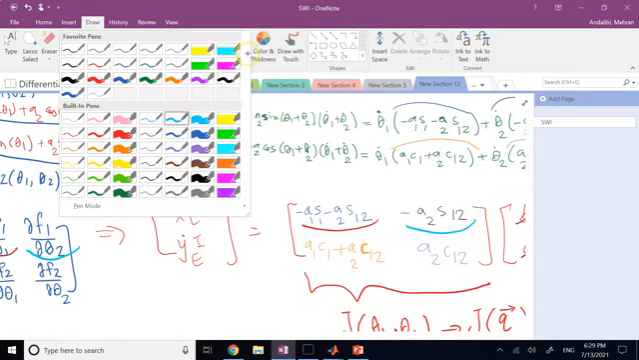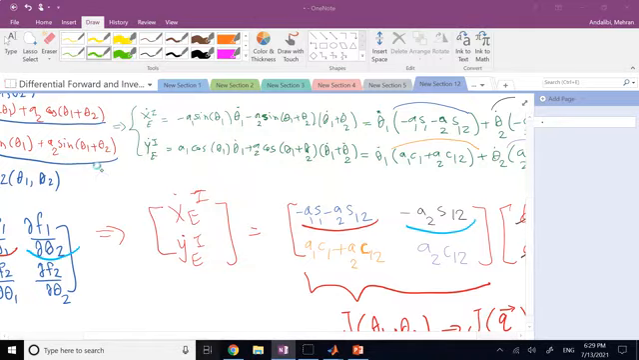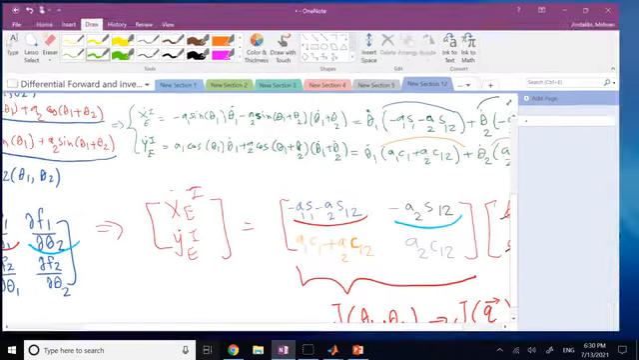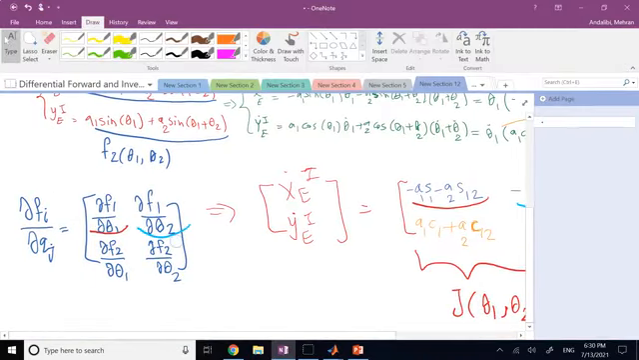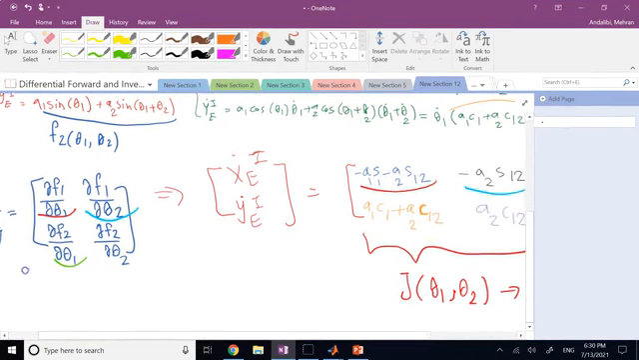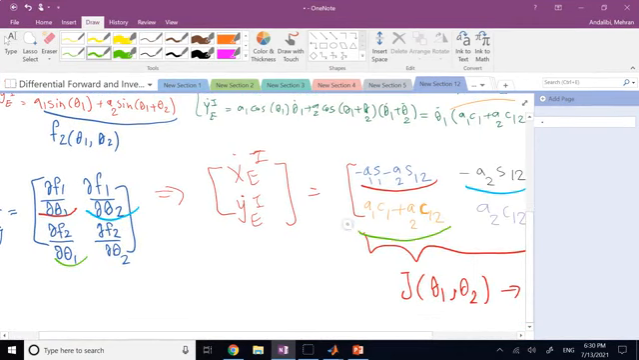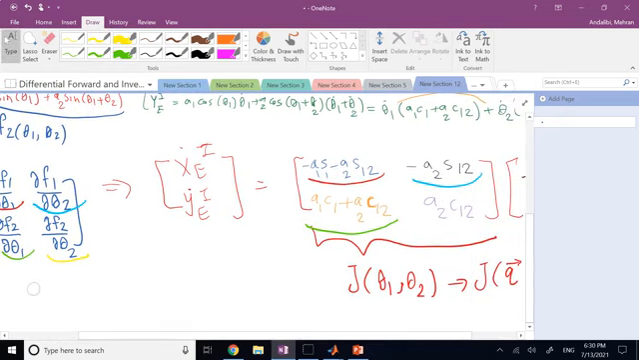Right? Then what is the partial of f2, which is this function, with respect to theta 1? Well, it is going to be a1 cosine theta 1 plus a2 cosine of theta 1 plus 2, which is exactly this. And finally, if you take the derivative of that with respect to theta 2, that is going to be what? a2 cosine theta 1 plus 2, which is exactly this one.